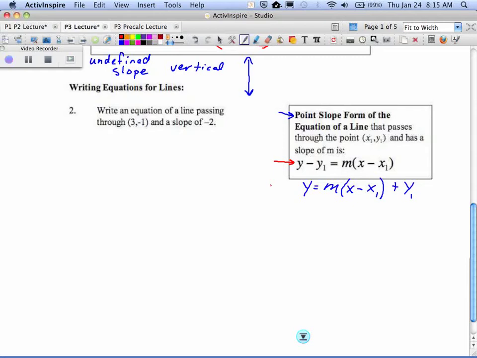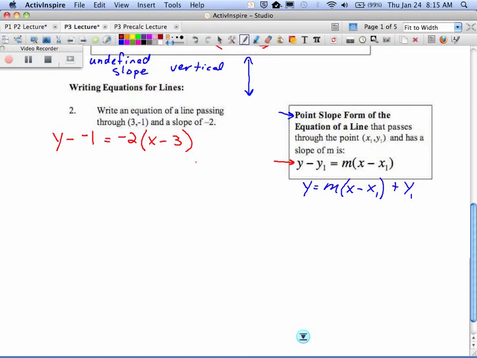So I'm going to go y minus the -1, and then slope times x minus. So I'm going to always write it this way. If you guys are in a habit of putting the -1 in on the right hand side, go ahead and do it. Okay.